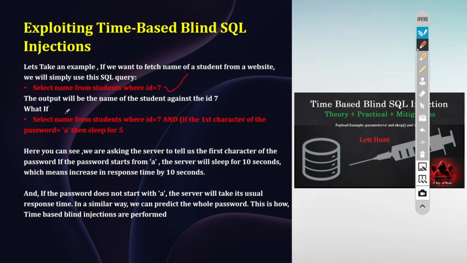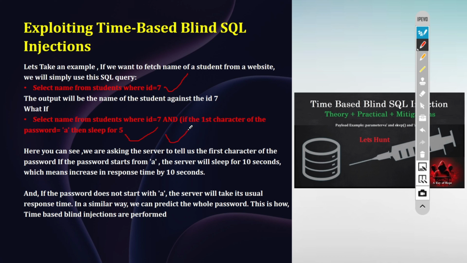Now, what if we use select name from students where ID equals Sam, and if the first character of the password is equal to A, then sleep for 5 seconds. This is the sleep method for SQL, right? So if the database name starts with A, then the website will delay for 5 seconds.